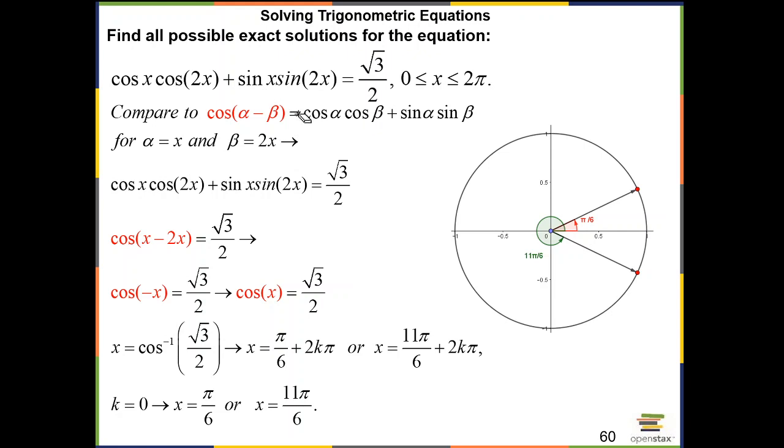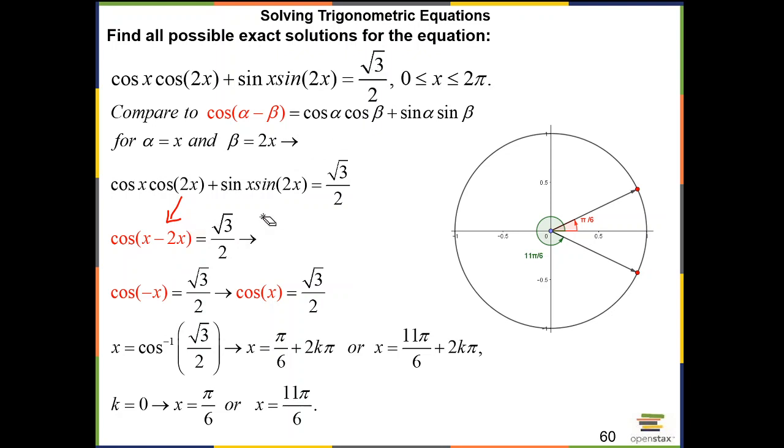What? Well, think of alpha as x and beta as 2x. If you do that, then this whole thing becomes just cosine of x minus 2x, and the right-hand side is just square root of 3 over 2.